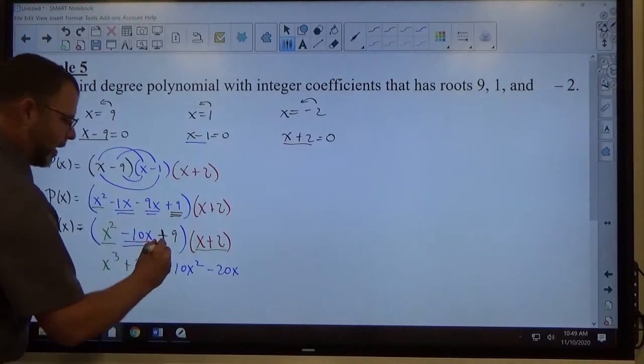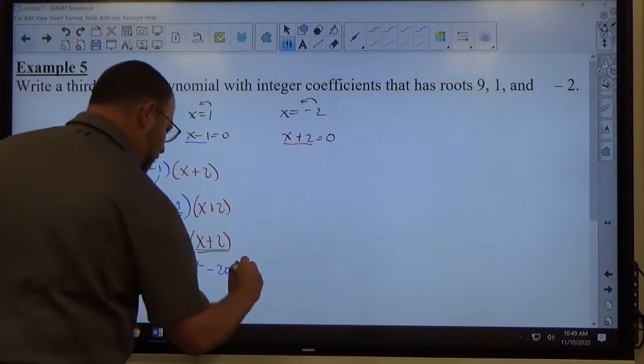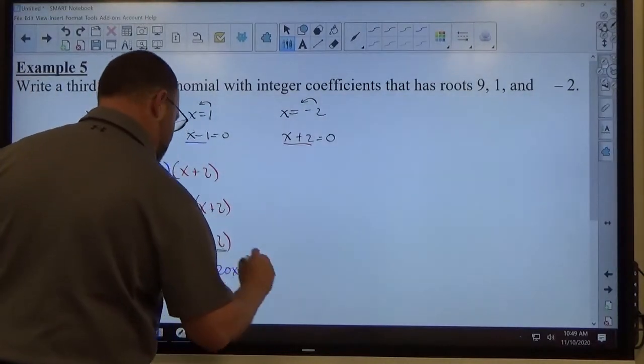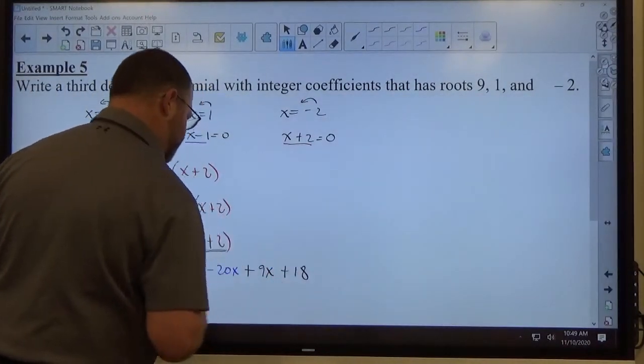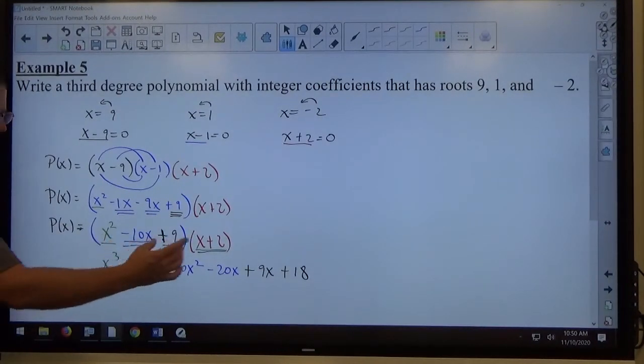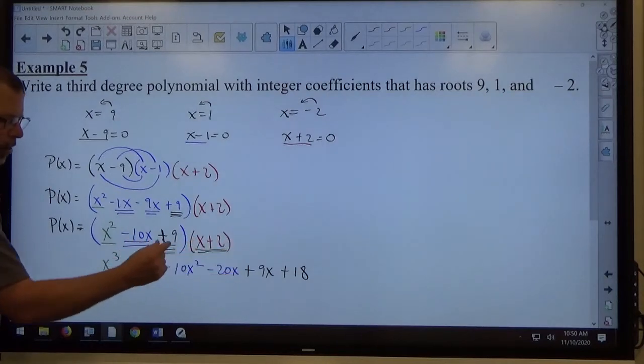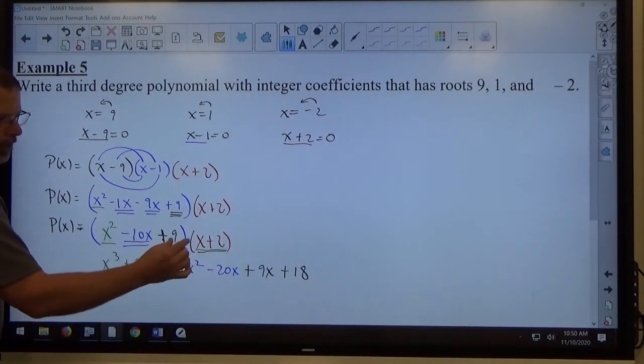Then I multiply 9 times everything. Positive 9 times x is positive 9x. Positive 9 times 2 is positive 18. So the green objects I got by multiplying x squared times this binomial. The blue objects, negative 10x times this binomial. The black objects, positive 9 times that binomial.